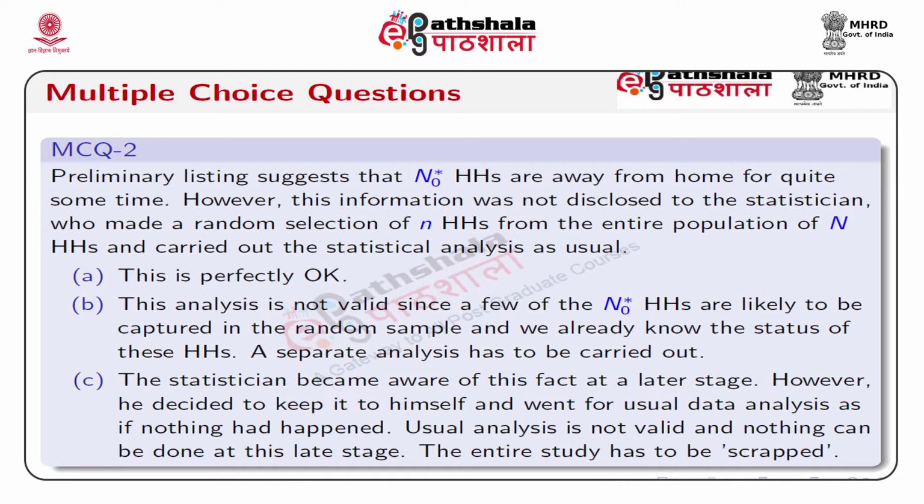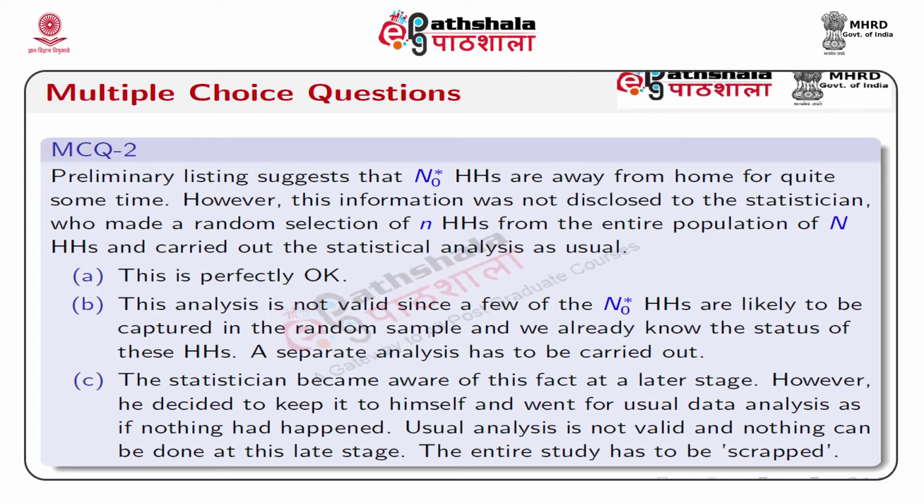Is it perfectly okay because the statistician is not aware of this fact, or is this analysis not valid, since a few of the n star, n0 star households are likely to be captured in the random sample, and we already know the status of these households? A separate analysis has to be carried out. Or, the statistician became aware of this fact at a later stage. However, he decided to keep it to himself and went for the usual data analysis as if nothing had happened. Usual analysis is not valid and nothing can be done at this late stage. The entire study has to be scrapped.